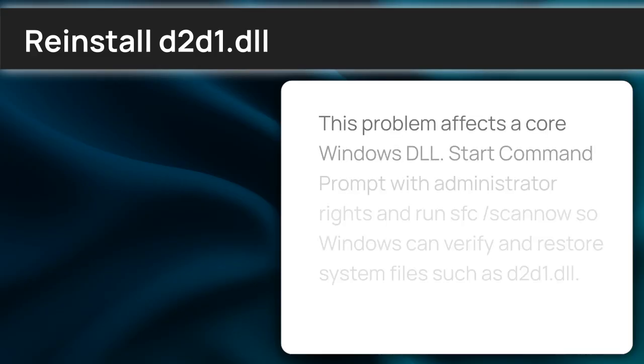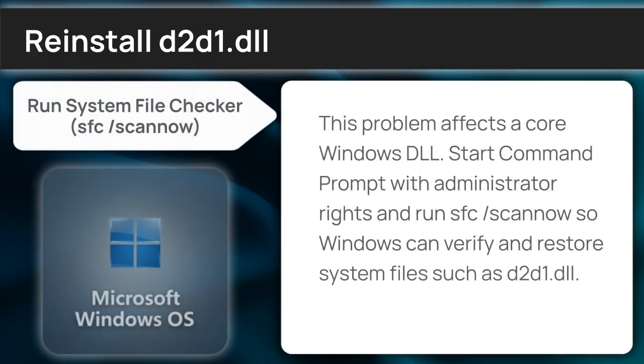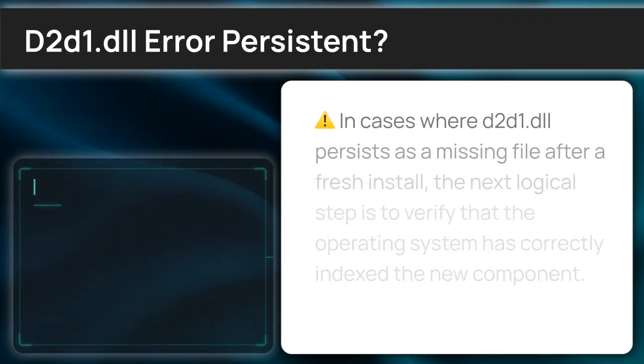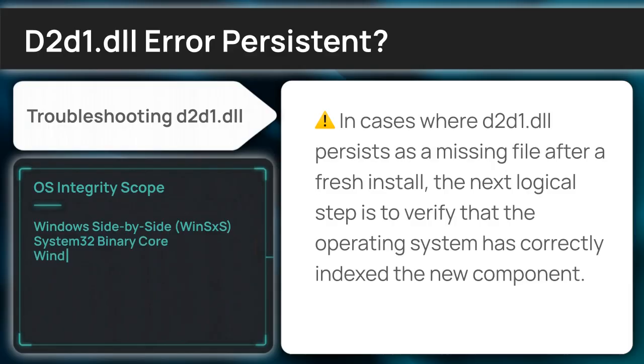The D2d1 library DLL is a core Windows component. Launch an elevated command prompt and run sfc /scannow to scan for corruption and automatically replace missing or damaged system DLLs. When the primary installation path fails, a more surgical approach to checking your system's environmental variables is required.